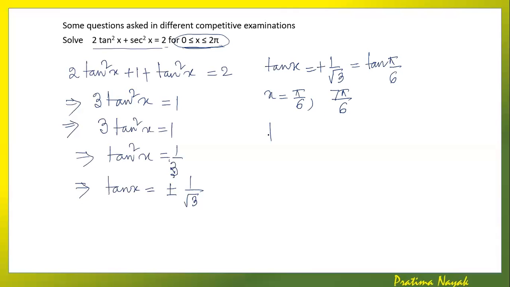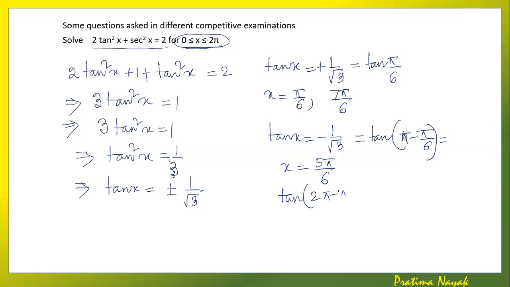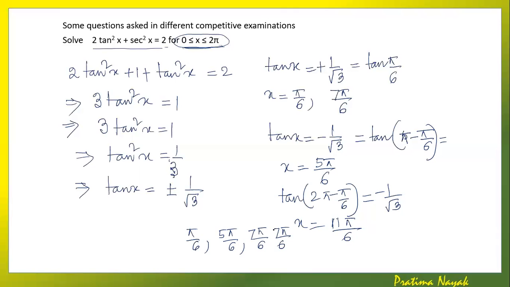Next, coming to negative 1 by root 3. Tan x is equal to minus 1 by root 3. So when it is minus 1 by root 3, it is in the second quadrant. So I'll write this is tan pi minus pi by 6. Pi minus pi by 6 is 5 pi by 6. So here x is equal to 5 pi by 6. Next it will be in the fourth quadrant. So again it can be written as tan 2 pi minus pi by 6. So this will be how much? X is equal to, this is also negative, so it will be 11 pi by 6. So many values are there in between. One is pi by 6, 5 pi by 6, 7 pi by 6, and 11 pi by 6. These are the values of x.